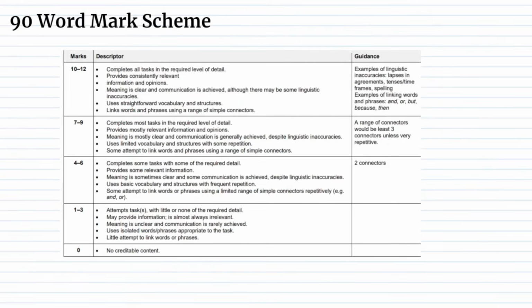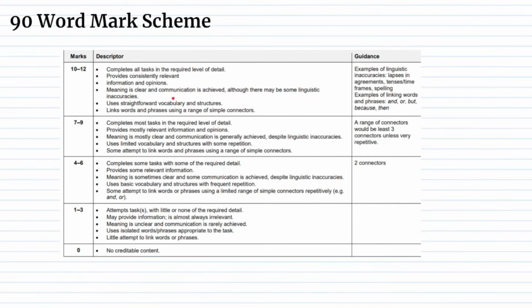So in the 90-word mark scheme, completes all tasks in the required level of detail. You have 90 words. So basically, you want about a sentence or a sentence and a half for each question. That's the required level of detail. Provides consistently relevant information and opinion. That's what I've been saying the whole time. Just please do not go off topic. That's really the key thing to get into this top band of answers here. Don't go off topic. Just answer the questions.